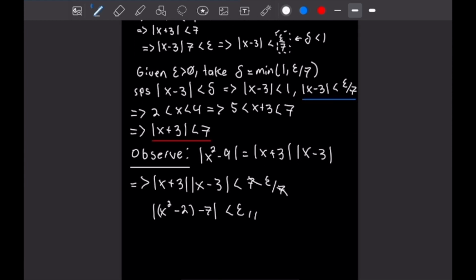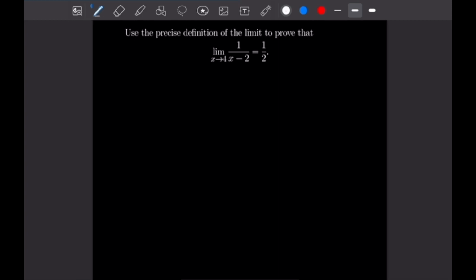Great, so let's go ahead and get into our next proof. For this proof, we want to show that the limit as x goes to 4 of 1 over x minus 2 is equal to 1/2. So once again, we are going to start out with some scratch work here.